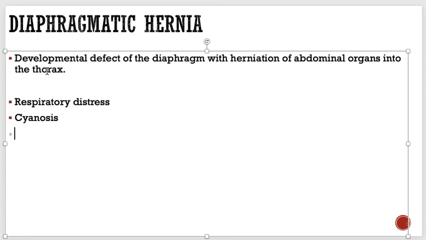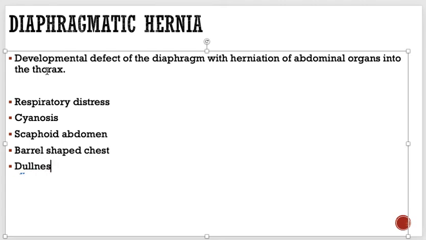And the abdominal contents are now in the thorax, so the abdomen will be depressed, or we call it a scaphoid abdomen. When you examine the abdomen, you will find that it is a scaphoid abdomen. And as the contents of the abdomen are in the chest, a barrel shaped chest will be there. Of course, this condition is associated with pulmonary hypoplasia, where the lungs are not well developed in many of the infants. When the lungs are pushed away to one side by the intestines or abdominal contents, you will find dullness on percussion when you percuss that area.